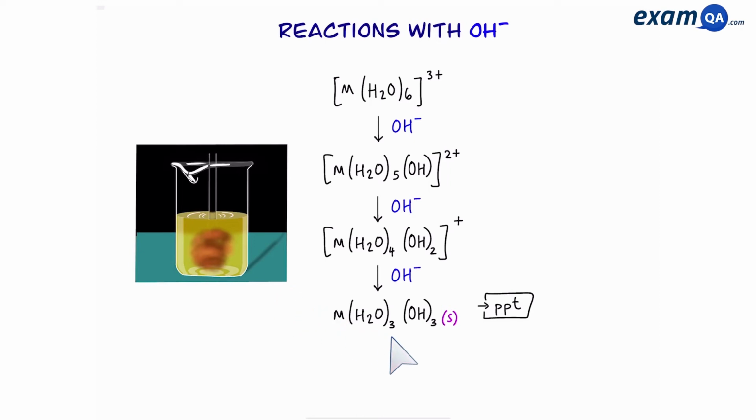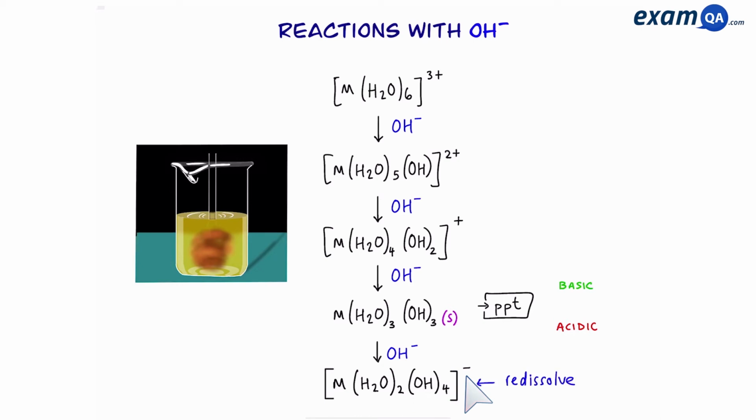M(H2O)3(OH)3. Now some precipitates can be both basic and acidic. This means it will react with hydroxide ions because it's acidic, and therefore it will keep on breaking down the water molecules, giving us [M(H2O)2(OH)4]-. Now if you look at the charge, you have +3 and -1 times 4, meaning the overall charge becomes -1, and it will redissolve in solution.